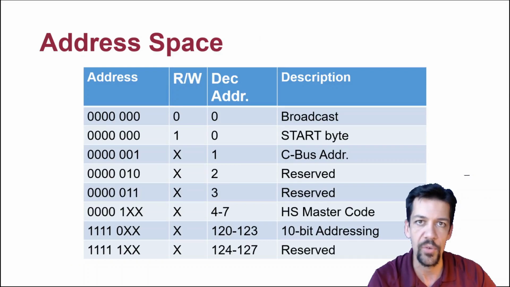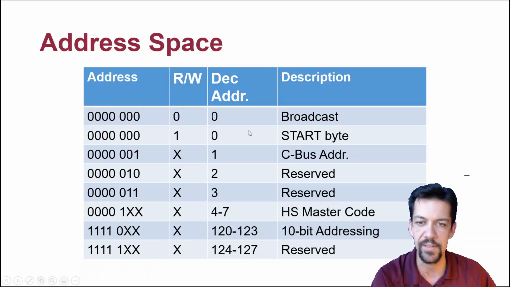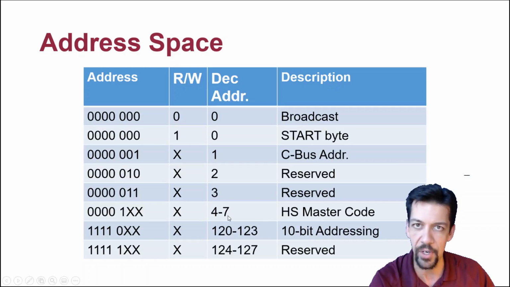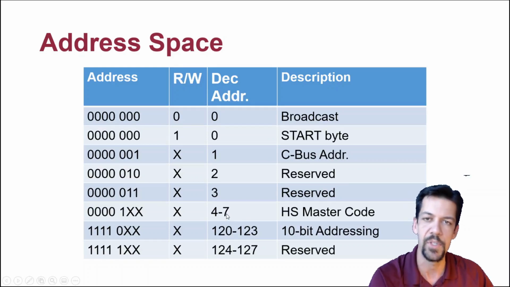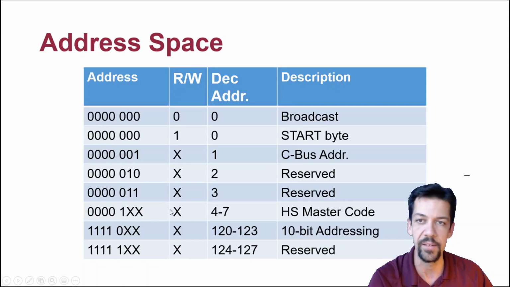The address space for I2C is only about 112, and that's because there's a bunch of reserved addresses, like this start byte. There's CBUS addresses, some high-speed master codes for negotiating speeds that are greater than 100 kilohertz, and then there's a 10-bit addressing mode and all kinds of other stuff. You don't need to memorize these, just know that some address values are reserved that we can't use.